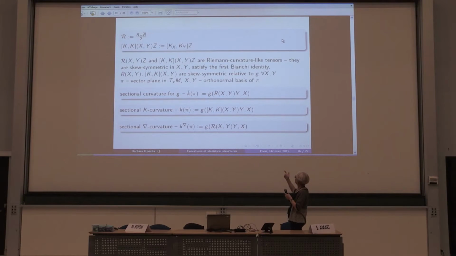We have a vector plane in the tangent space T_xM. We have an orthonormal basis of it, and we have the sectional curvature. The second curvature, the sectional K curvature, is for the tensor field K. So we have this curvature defined by the commutator, by this bracket. And the sectional nabla curvature connected with the connection nabla, and this is for the curvature tensor script R.